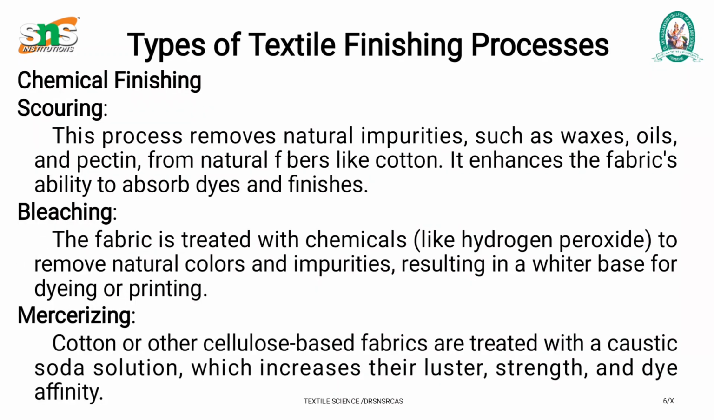Next is chemical finishing. First one is scouring. This process removes natural impurities such as wax, oils and pectins from natural fibers like cotton. It enhances the fabric's ability to absorb dyes and finishes. Next, bleaching. The fabric is treated with chemicals like hydrogen peroxide to remove the natural colors and impurities, resulting in a whiter base for dyeing or printing. Next, mercerizing. Cotton or other cellulosic based fabrics are treated with a caustic soda solution, which increases their luster, strength and dye affinity.